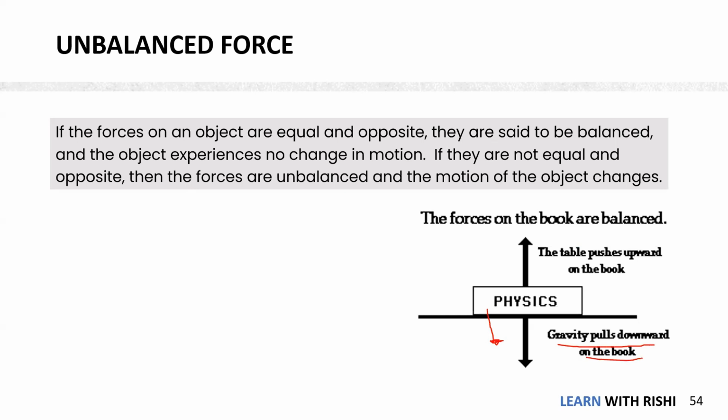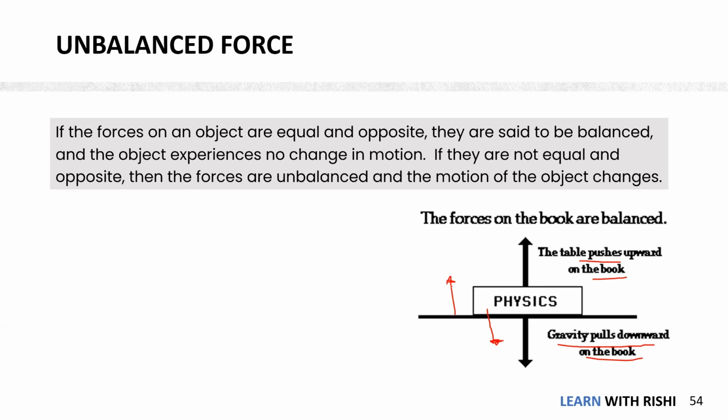Gravity pulls the book downward. And one more force is there, as the book is in contact with the table. So the table is pushing the book upward. But you can see that the book is still stationary. It is kept on the table and the book is not moving. It is stationary. It is still.